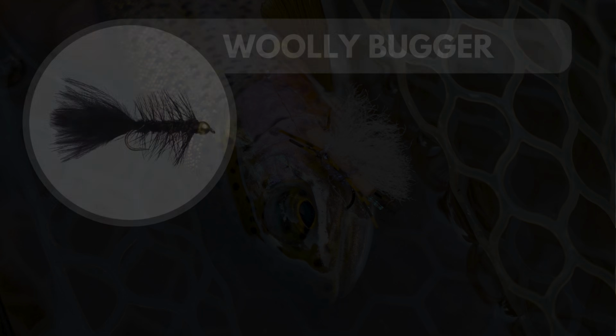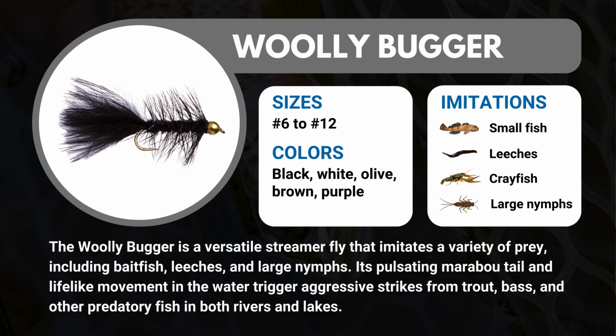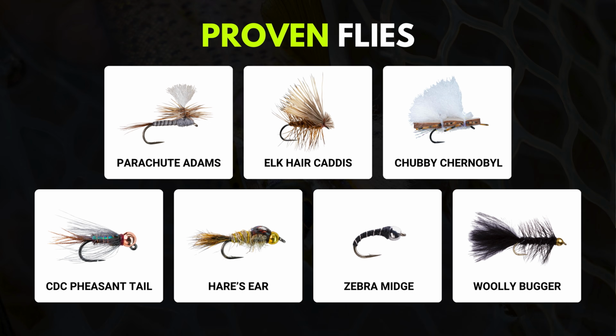For streamers, there's one classic fly that stands out above the rest, and that is the woolly bugger. It's used to imitate multiple food sources like bait fish, leeches, crayfish, and even larger nymphs, and is a great searching pattern when you're not sure what fish are feeding on. So if I was just starting out my fly collection, those are the patterns that I would start with first.